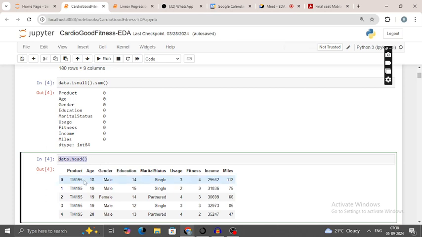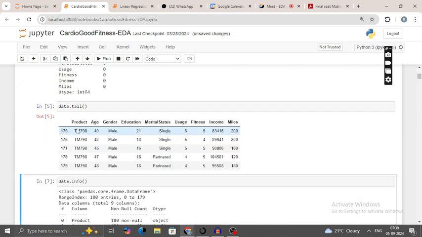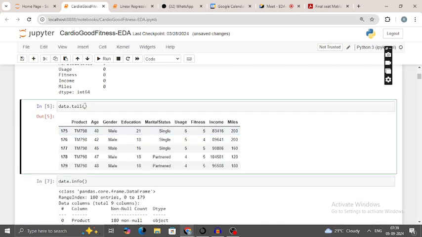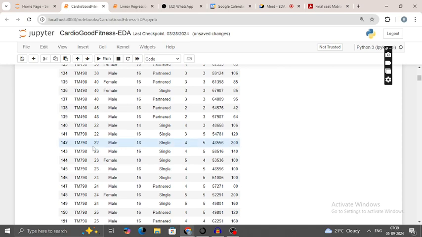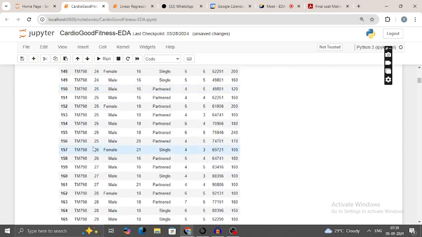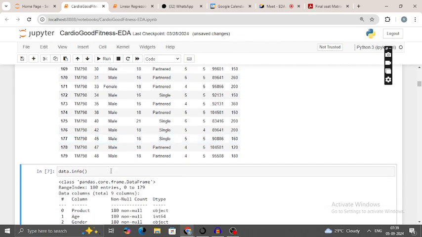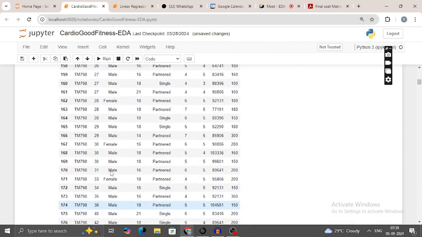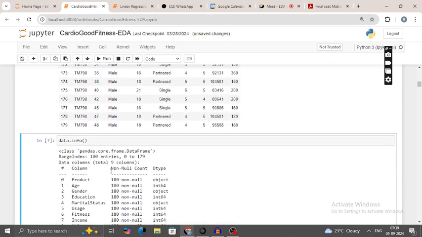Similarly, if you want to check the last 50 rows, you can check. With data.tail, the last 50 rows will come. Whatever way you want to check, you can check it, or if you want to check everything, you can check everything. Okay, the last 50 rows I was able to see.